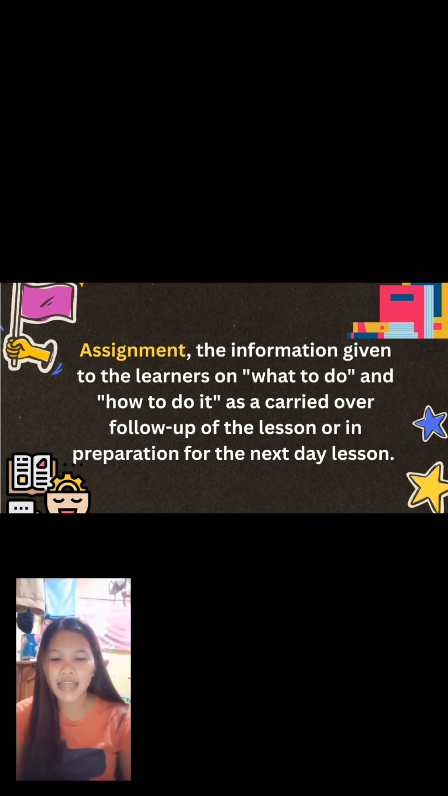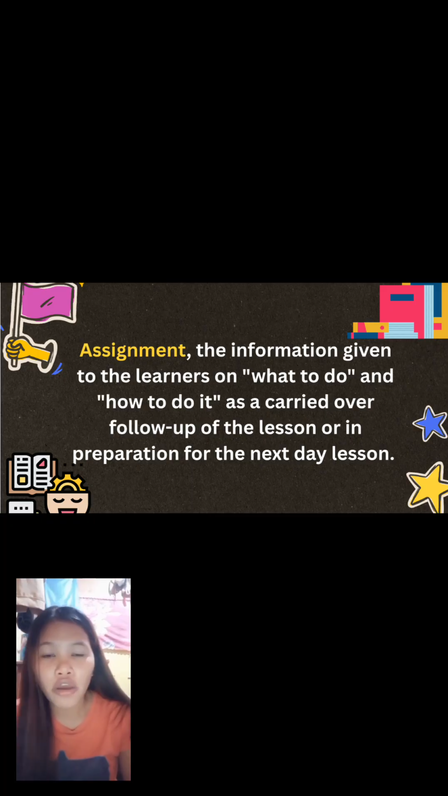The last is the assignment. It is the information given to the learners on what to do and how to do it as a carried-over follow-up of the lesson or in preparation for the next day's lesson. The assignment is to extend learning beyond the classroom. It reinforces learning, builds independence, and prepares students for upcoming content.